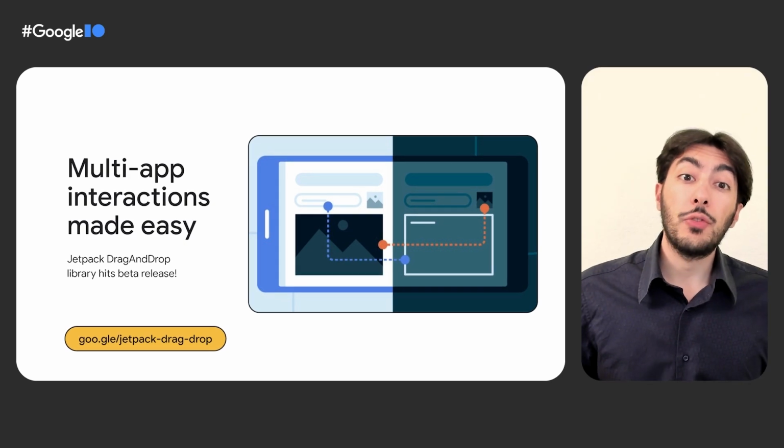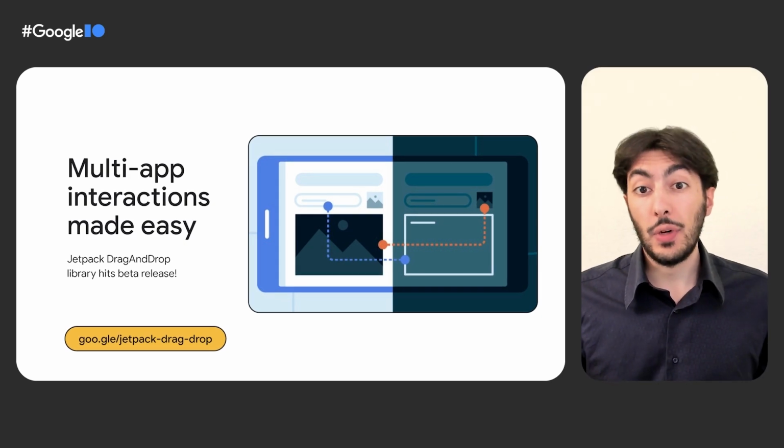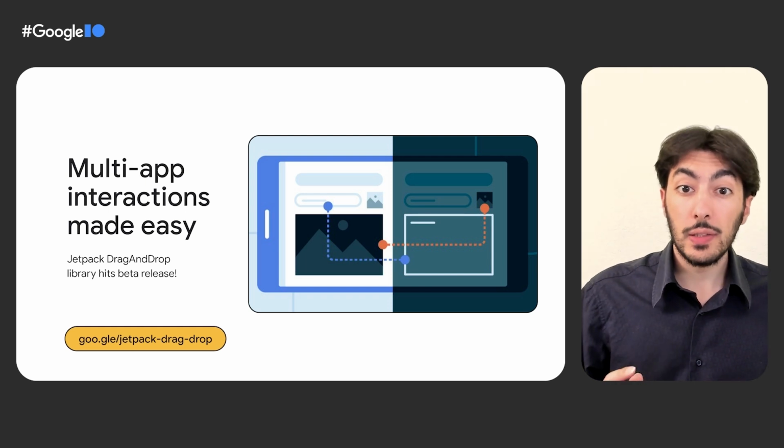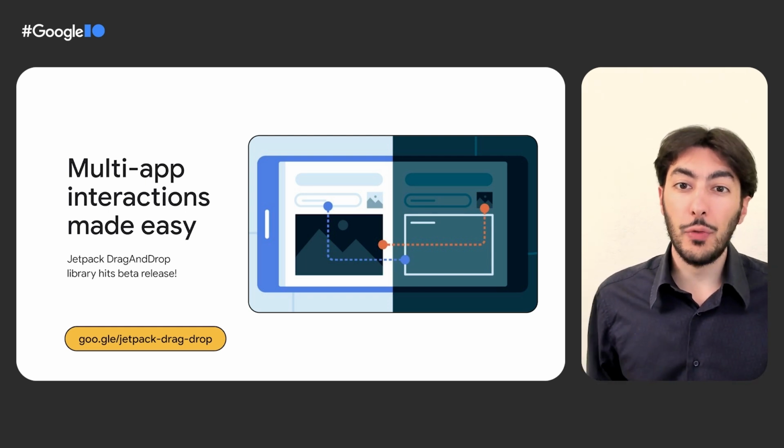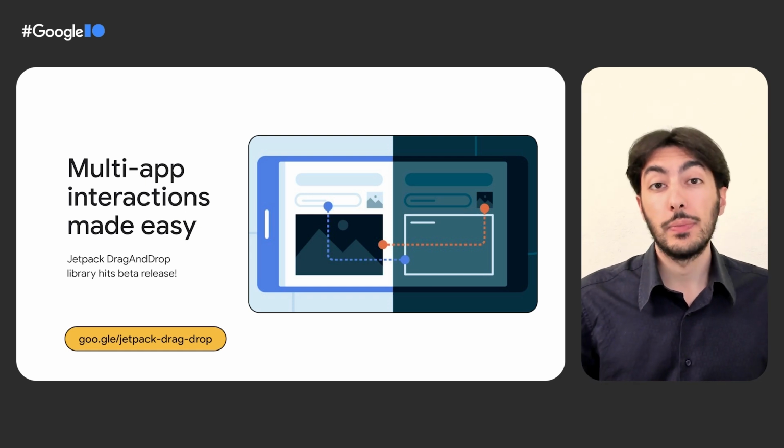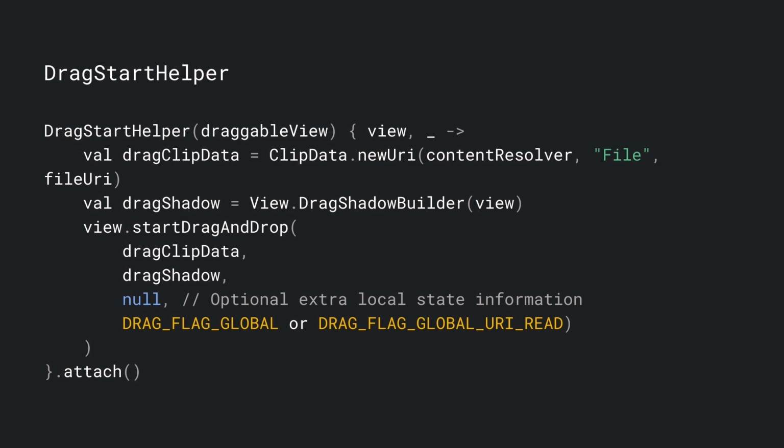Now, the Jetpack Drop Helper utility class just hit beta release. Combined with the Drag Start Helper, it's easier than ever for you to handle this kind of interaction in your app. Let's see how to use it. Drag Start Helper is a utility class from the Jetpack collection that detects gestures commonly used to start a drag, such as long pressing or click and dragging with the mouse. You can easily set and customize the visual look of the dragged object by modifying the drag shadow. In this example, we are just using the default one.